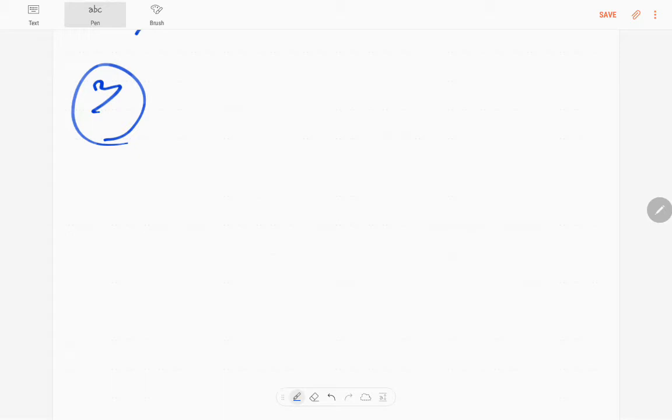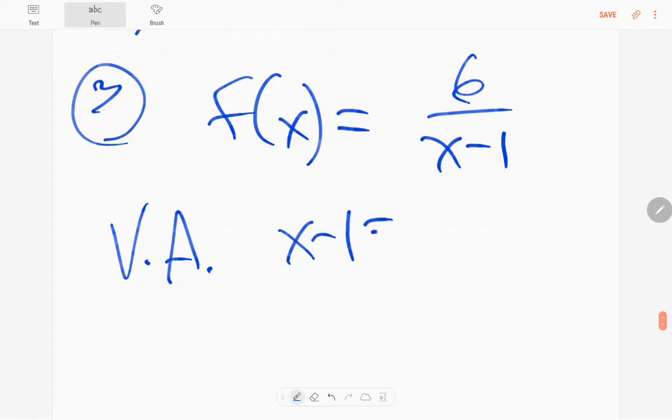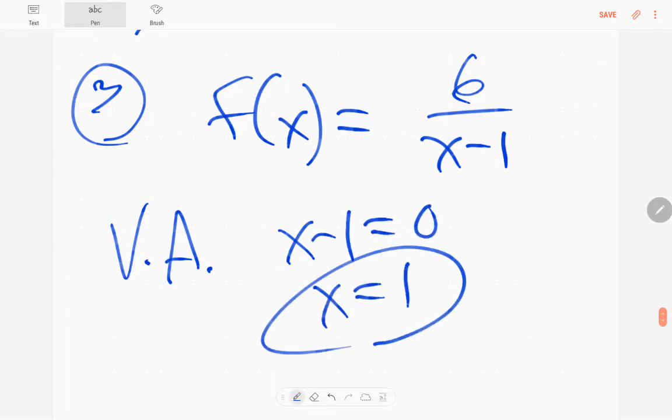This looks like it's from the very last section, 6.5. Find the equations of any vertical or horizontal asymptotes of this function. So let's start with the verticals. And remember, the trick is to set the bottom equal to 0 and solve for x. So this one just has one vertical asymptote.